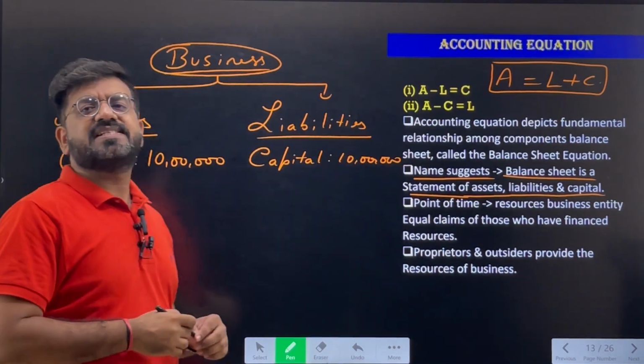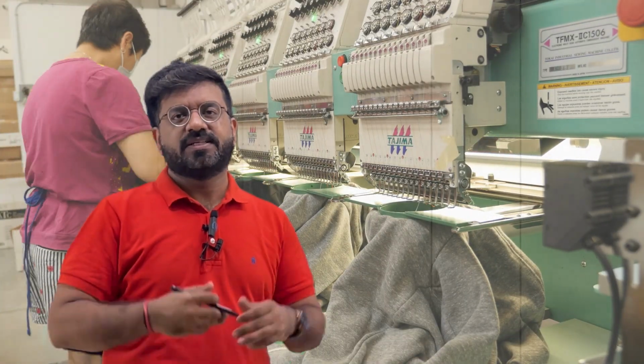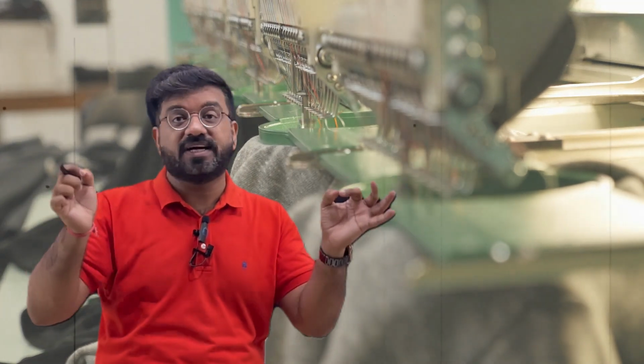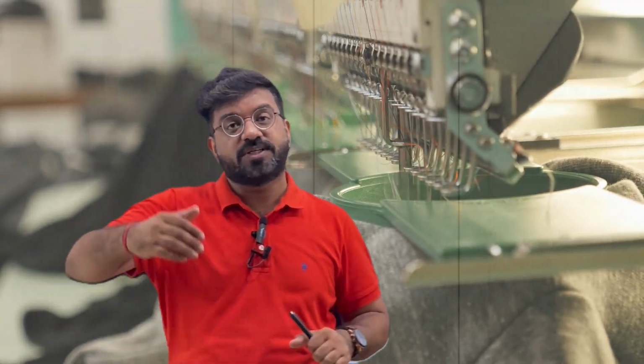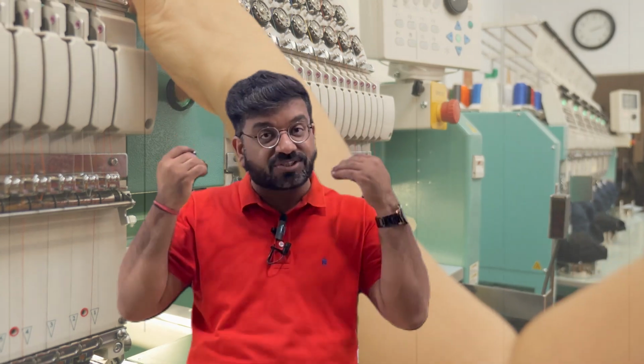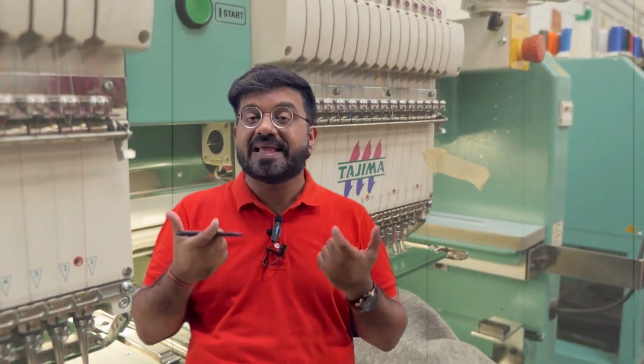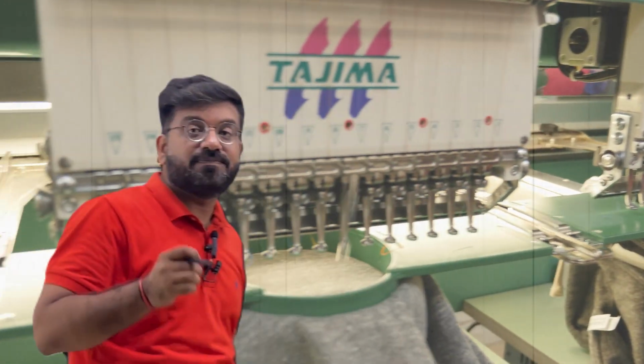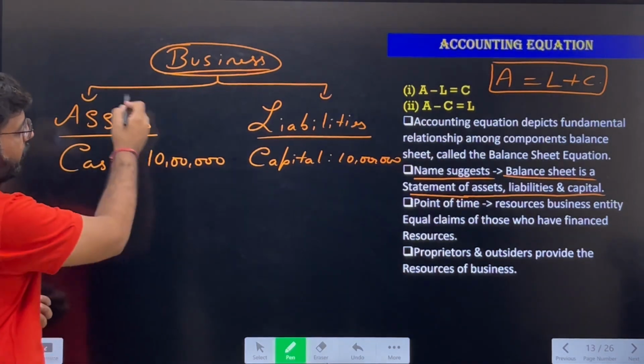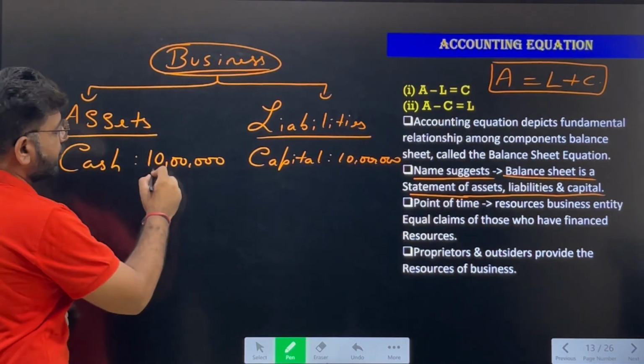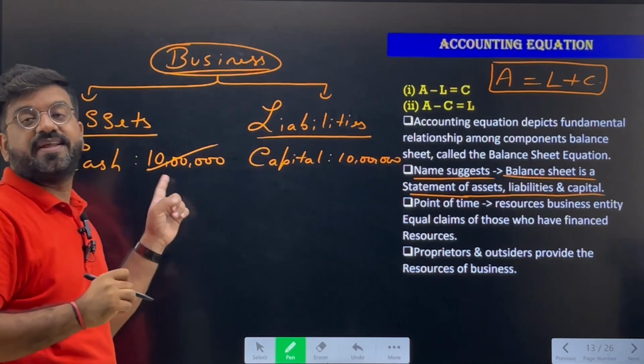Now, suppose we purchased a machinery for rupees 3 lakhs. Just imagine we are purchasing a machinery. Okay. So when you purchase a machinery, obviously the machinery will come to you and you will have to pay the amount to the concerned person. So basically what's happening, the machinery is coming to you and the cash is going out. Machinery again is an asset. So since machinery is an asset, what will happen on the asset side? The cash will reduce. I'm just cutting this off.